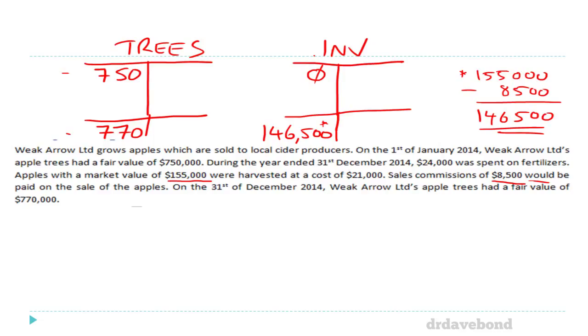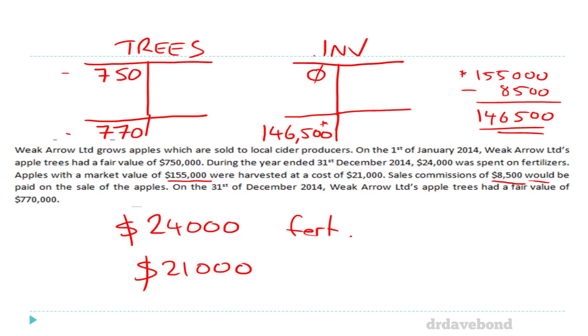And in relation to that inventory, it starts at 0. So those are the two asset accounts that we have. We've got the biological assets and we've got the agricultural produce, which is the inventory. The other information that we have is 24,000 on fertilizers, and we have 21,000 on harvest. So those are cash expenses that we've had.